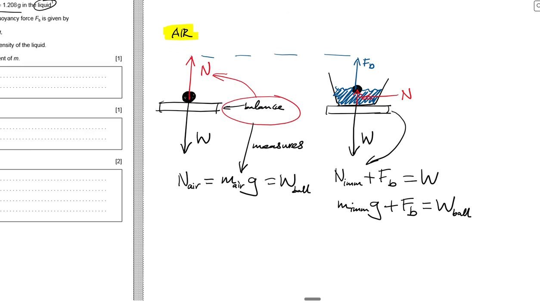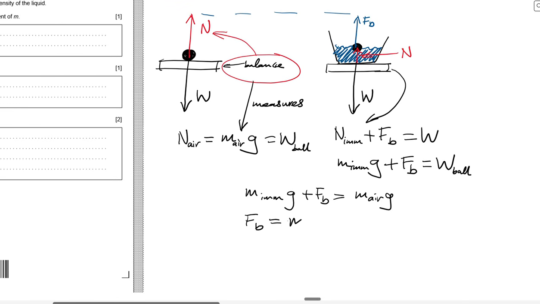Okay. And so now we can just substitute. I'm using this equation. So we have m immersed g plus FB is equal to m air g. And guys, I'm showing you all the steps just so you understand.